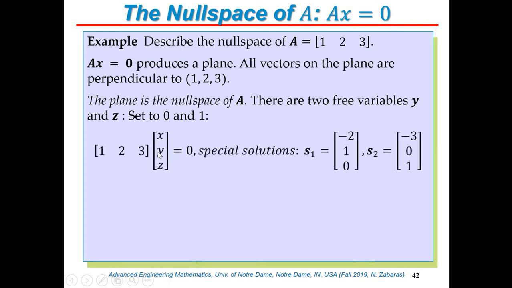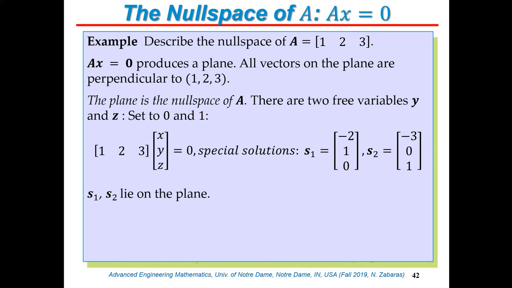I'm going to set y equal to 1, z equal to 0, and this equation immediately gives me x equal to minus 2y, so that's how I get minus 2. Then I get another special solution by setting z equal to 1, y equal to 0, and you can see immediately that x is equal to minus 3. So the plane that defines the null space for this matrix A is the plane that contains these vectors S1 and S2 in R cube, okay?